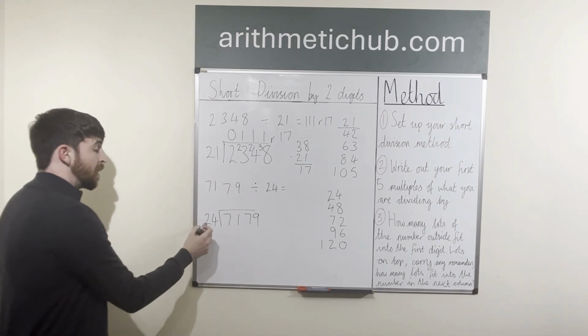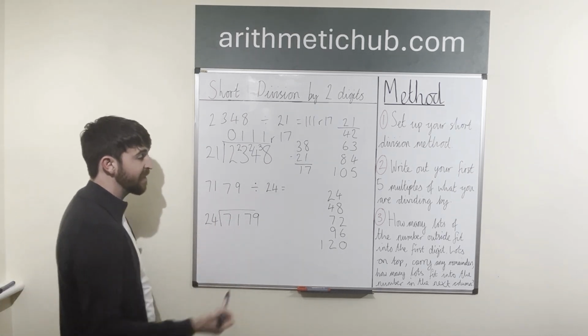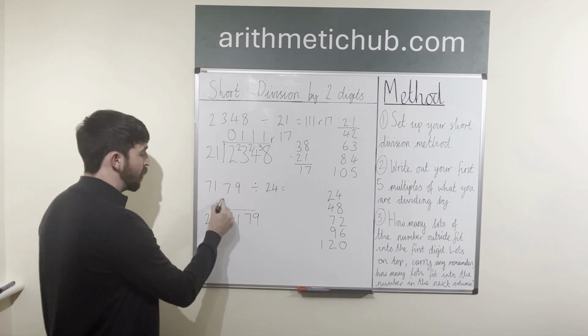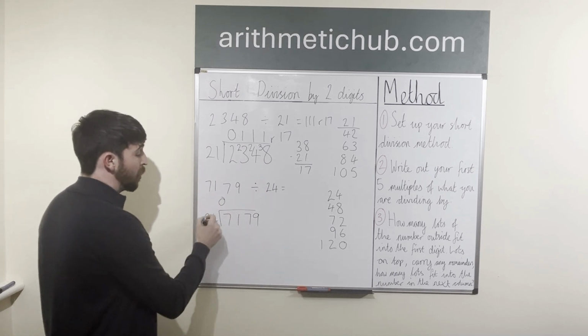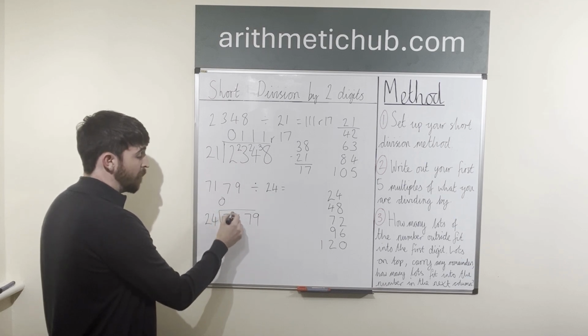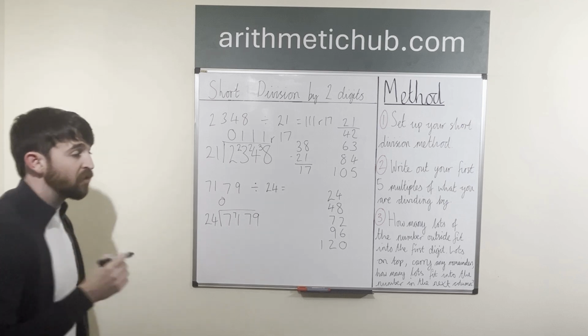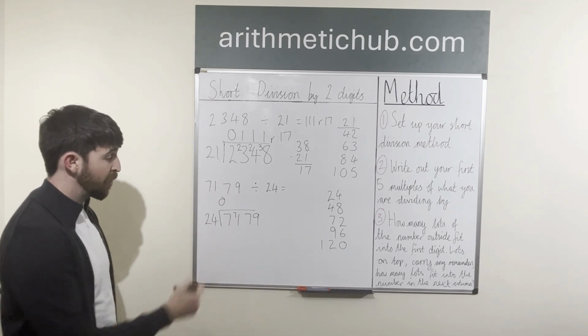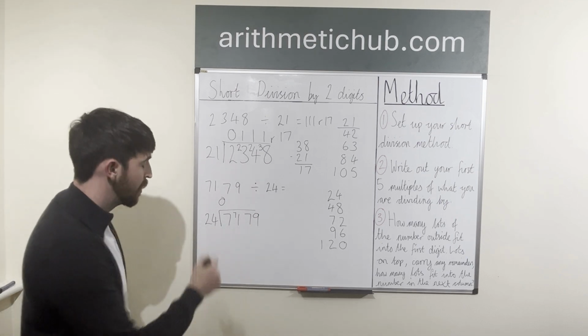Okay, can 24 go into 7? No, 24 is a 2-digit number, 7 is a 1-digit number. So it's not going to be possible. So 24 couldn't go into 7. When in 0 times, we have 7 remaining. So now our remainder is 7, and that's become 71 in the next column.